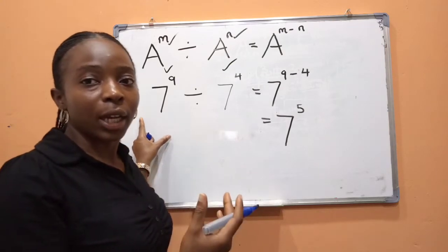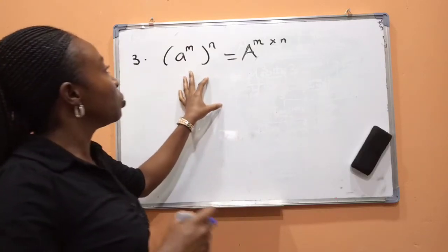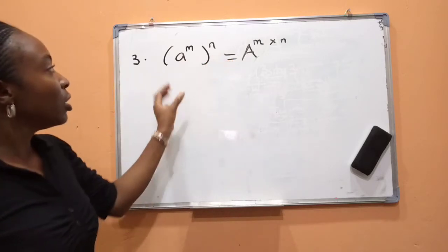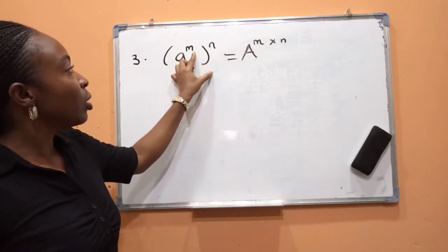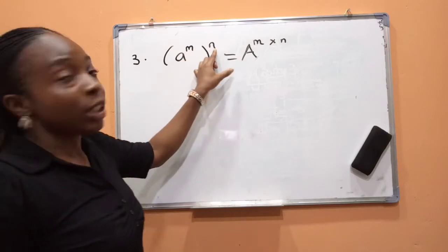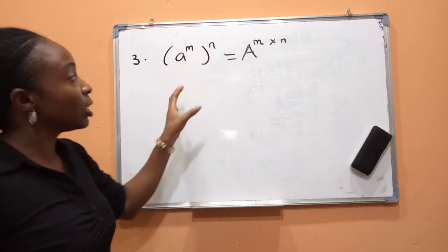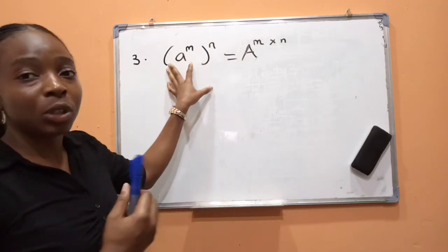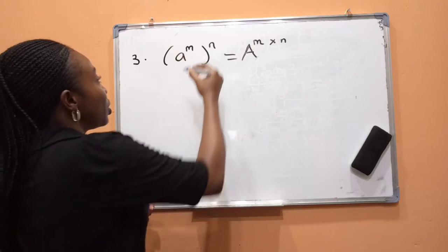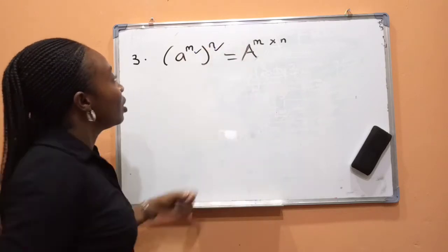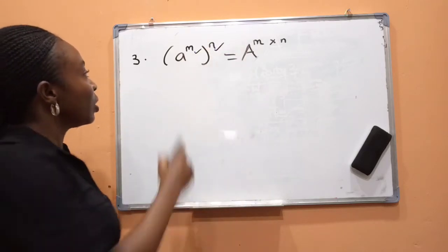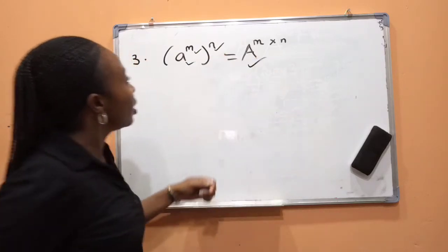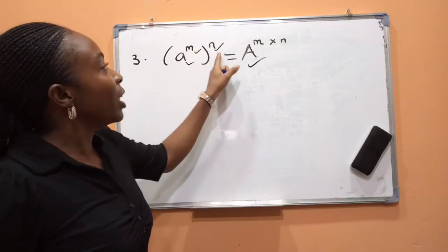What does it say? It tells you how to multiply index by index. In this case, we have the base and an index being raised to another index. So what this simply tells us is that whenever you have this, all you need to do is multiply the index. You simply multiply the index. So in this case, we pick A, which is already here, and then multiply the index.